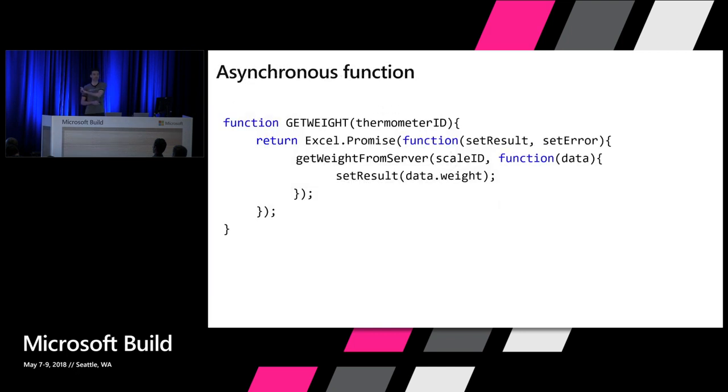So here's what the code looks like. This is the getWeight function, and as I said, it's just returning the promise. Then it has a call, which I haven't implemented on the screen here, to retrieve the weight from the server and then set it back into the cell. Really simple.